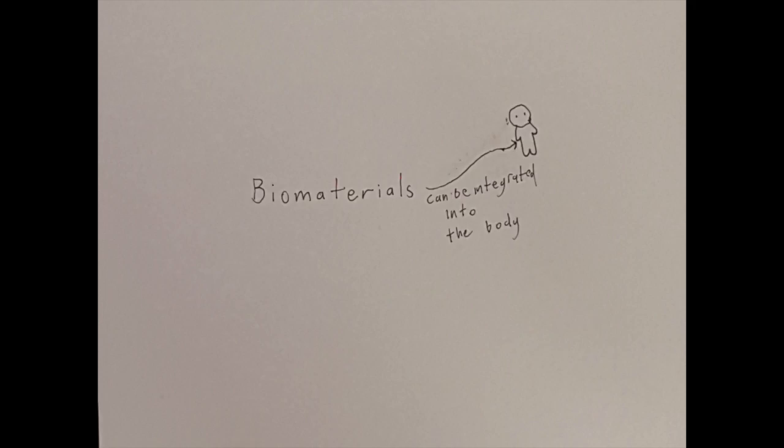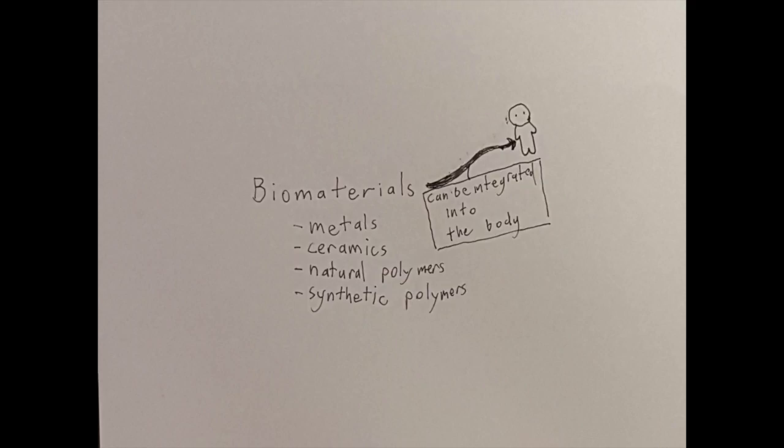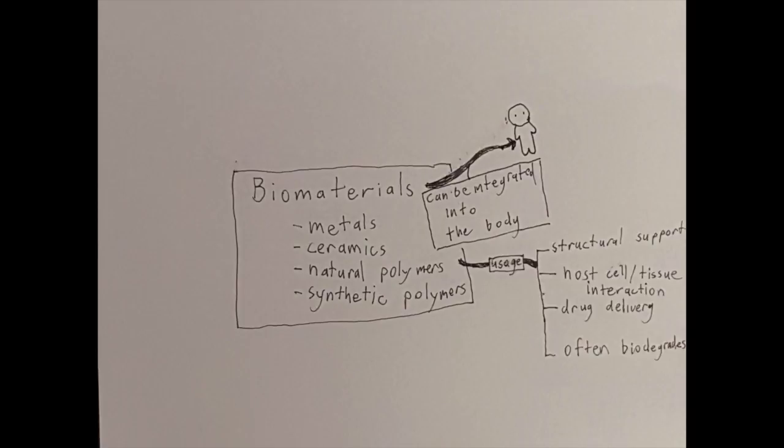Biomaterials include any materials which are suitable for integration in the human body. These can include metals, ceramics, and natural and synthetic polymers. These materials have already found usage in regenerative medicine, providing structural support and facilitating host cell and tissue interaction. Active molecules can be incorporated into a biomaterial scaffold to deliver them to a specific area, and in many cases, biomaterials will be naturally degraded and absorbed into the body after their use.